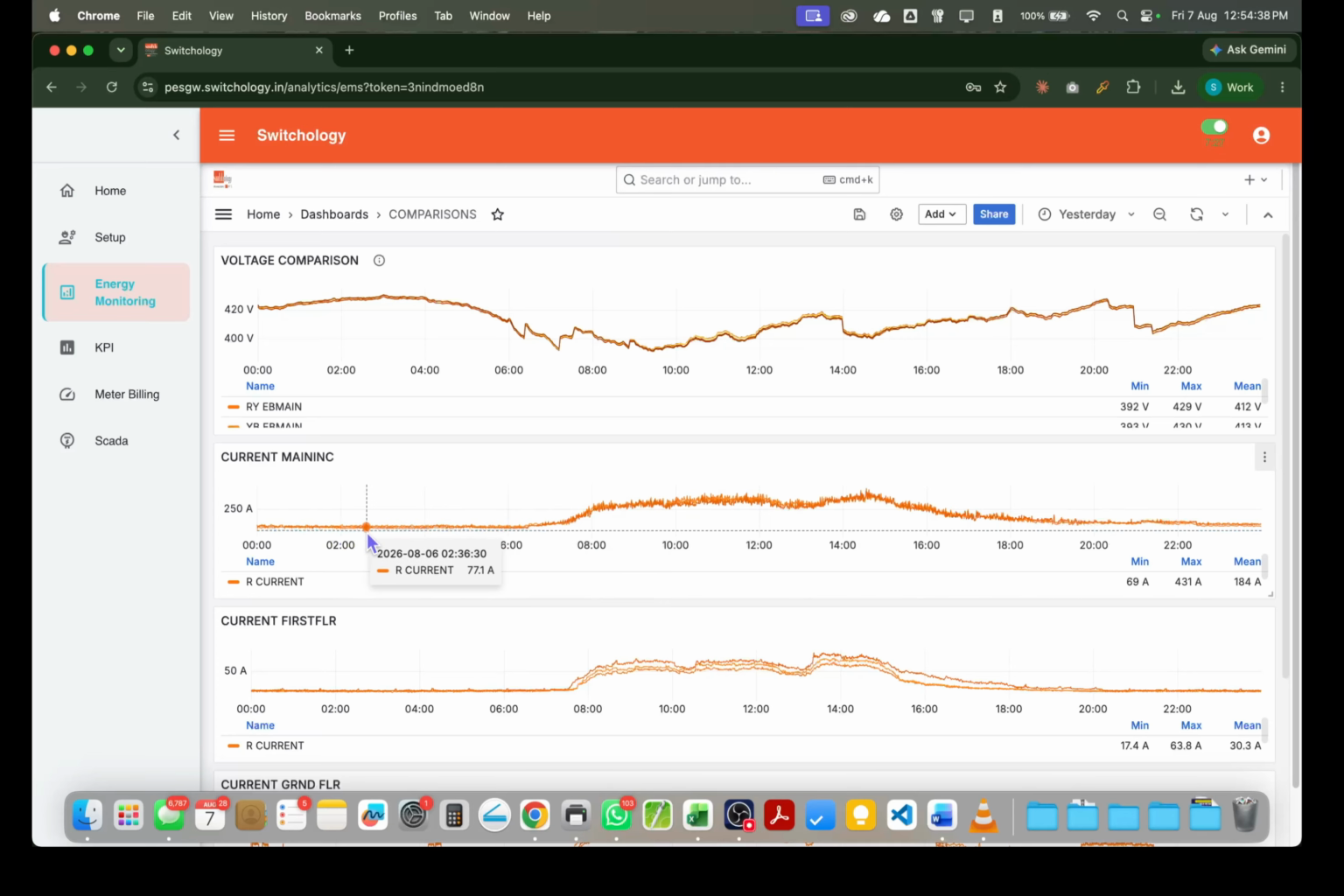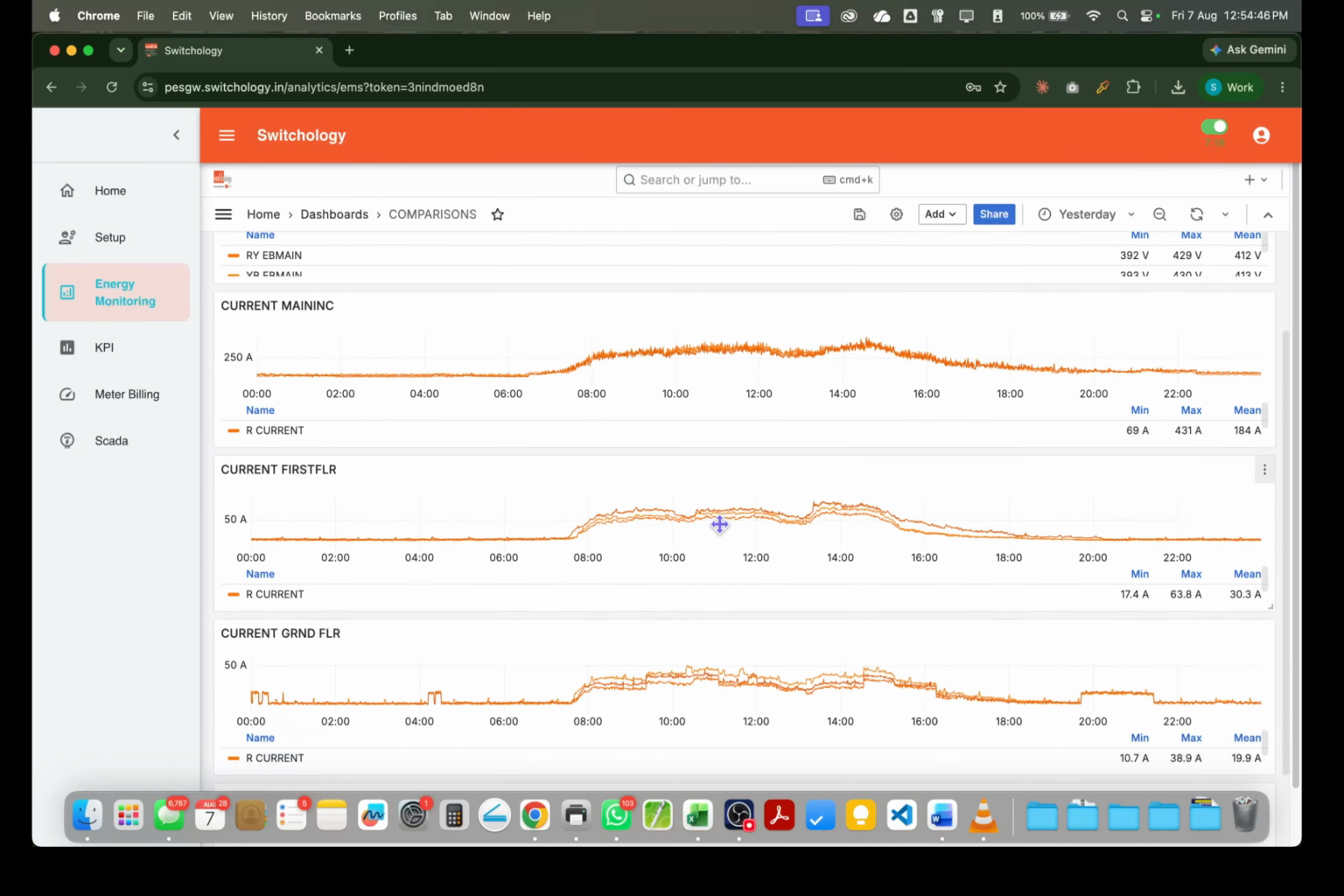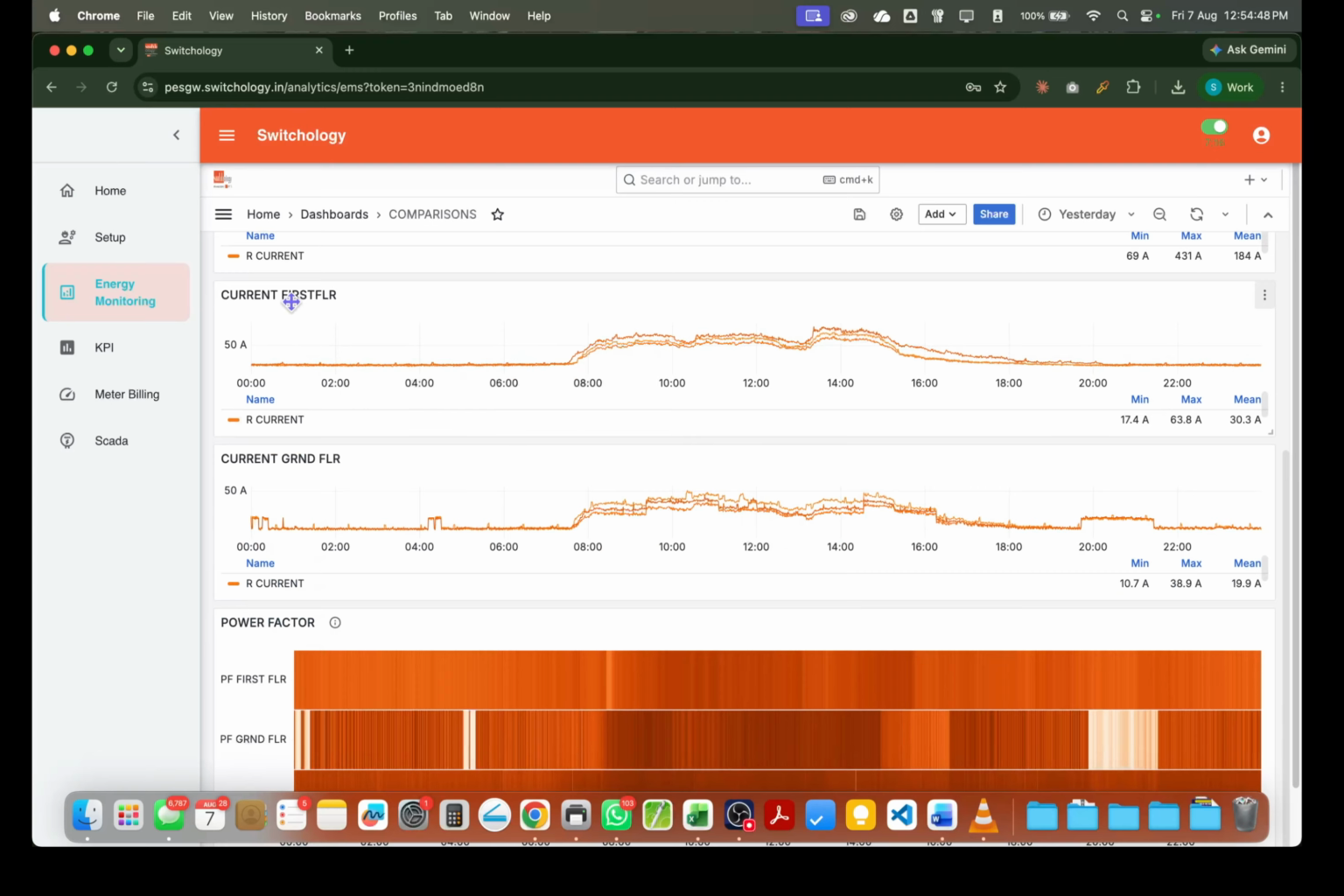The current is at minimum 70 amps during night times, and then it goes to its peak at around 350 amps. Likewise, I'm also plotting the first floor and the ground floor readings. The first floor reading is reaching around 67 amps during its peak hours, and the ground floor is reaching around 35 to 40 amps during its peak hours. This is the reading of the current.